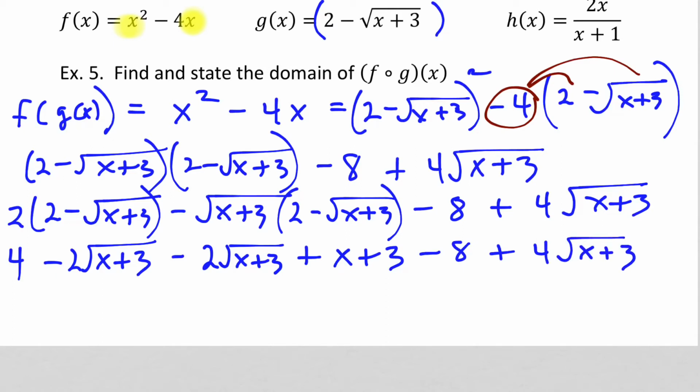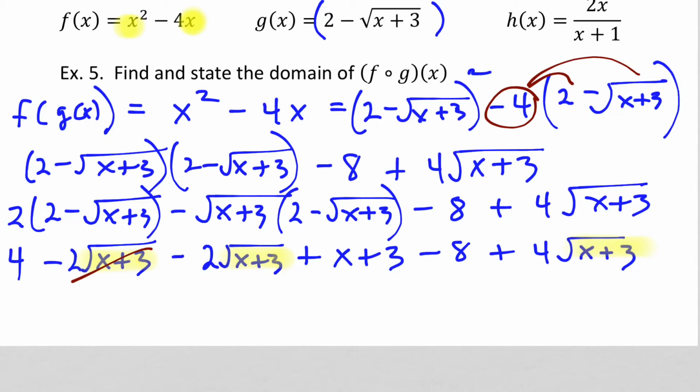Okay, so now I'm going to identify like terms. So anything that has a root x plus 3, here's one, and here's one, are going to be like terms. So let's combine those terms with the radical in them first. So we have negative 2 of these minus 2 of these plus 4 of those. So that's negative 4 plus 4, that's 0 of those. So those are going to cancel out.